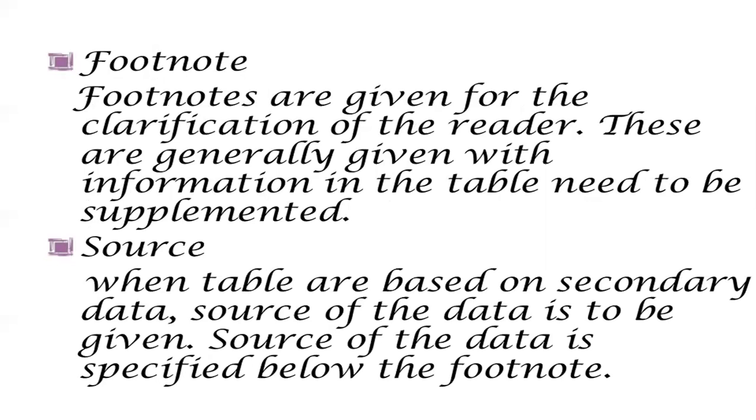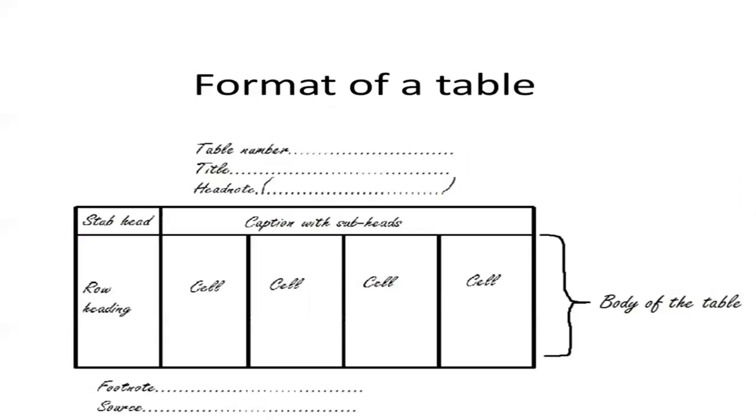Next, we have to write the footnotes. Footnotes are given for the clarification of the reader. These are generally given when the information in the table needs to be supplemented. Source: when the table is based on secondary data, meaning we have to take the data from some other source, we have to specify in the footnote where we have taken this data from.